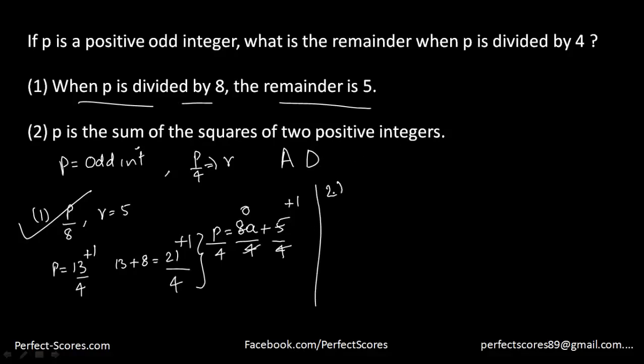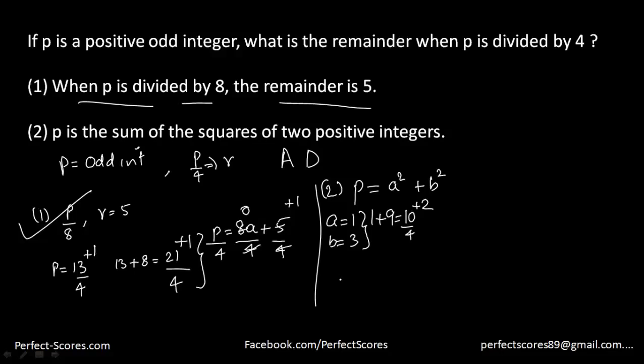Let's pick up the second statement. The second statement says that p is the sum of squares of two positive integers, any two positive integers. Let's go ahead and plug in. Let's suppose a is equal to 1 and b is equal to 3. Then the sum of these two squares is going to be 1 plus 9, which is 10. When 10 is divided by 4, the remainder is 2.